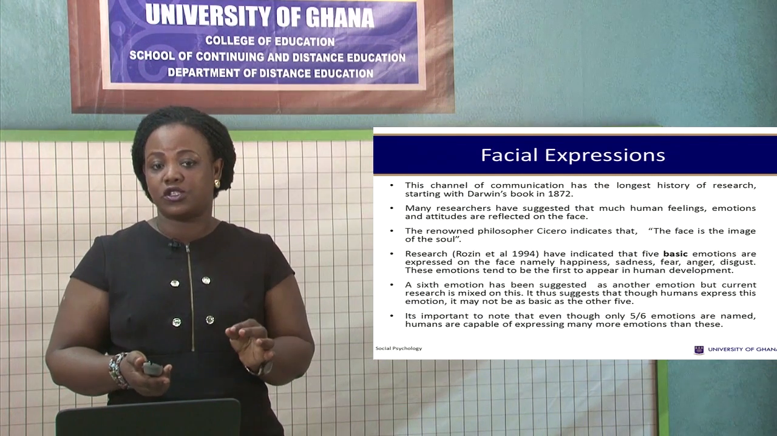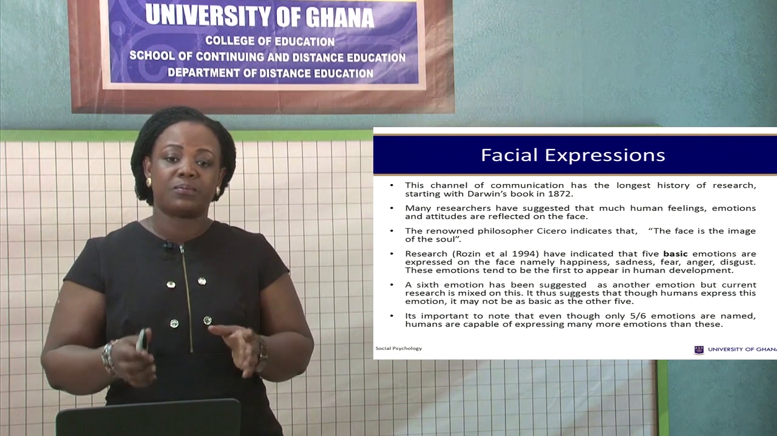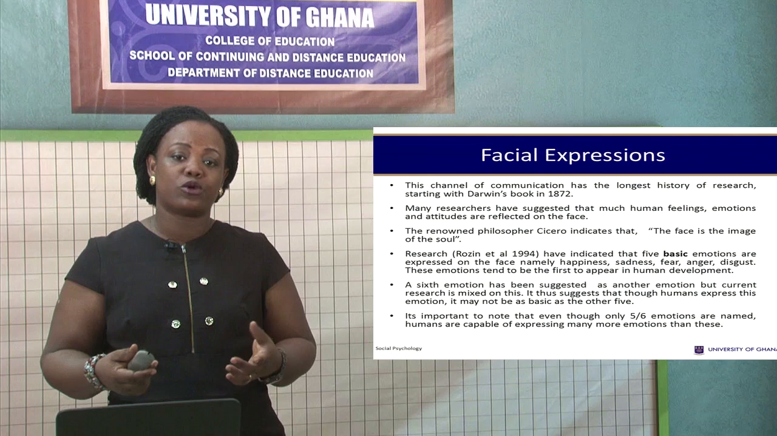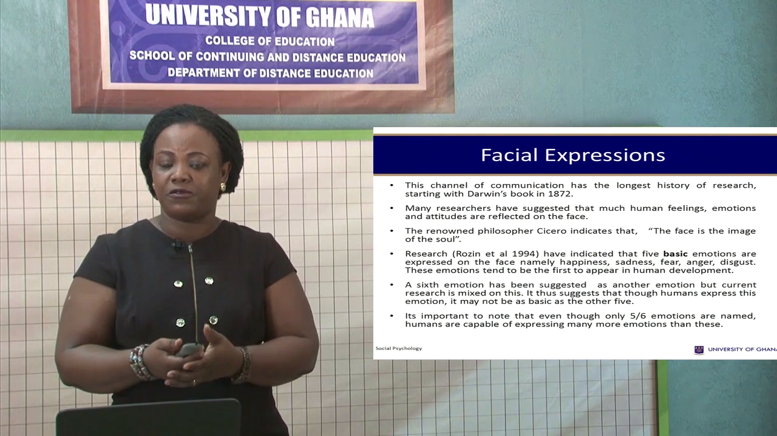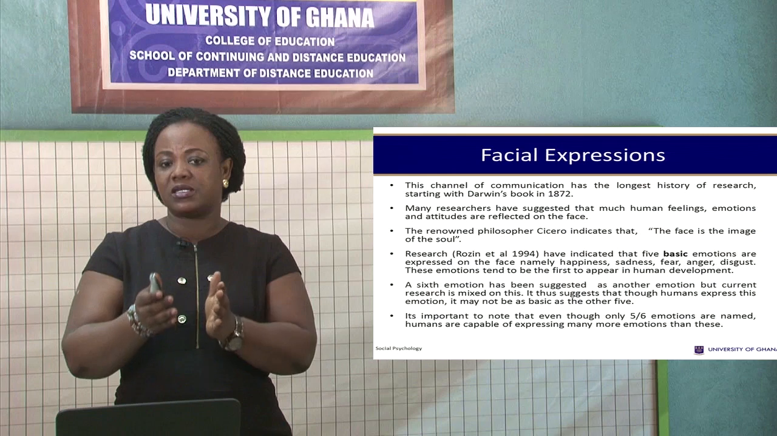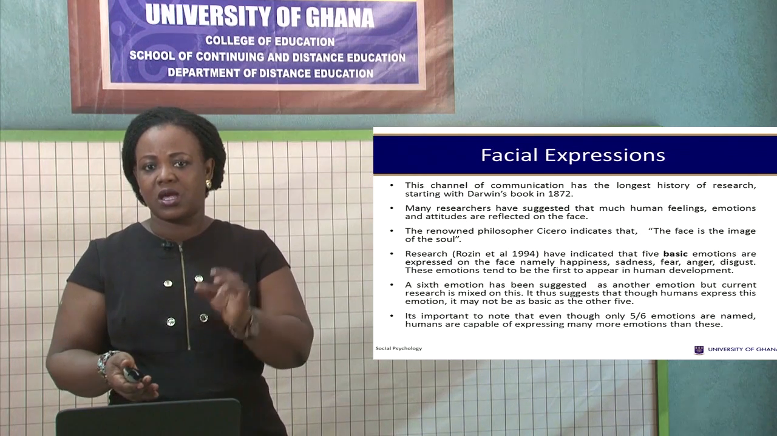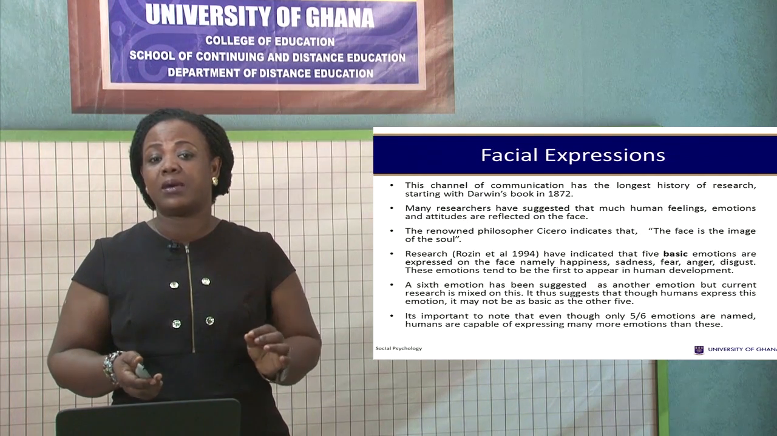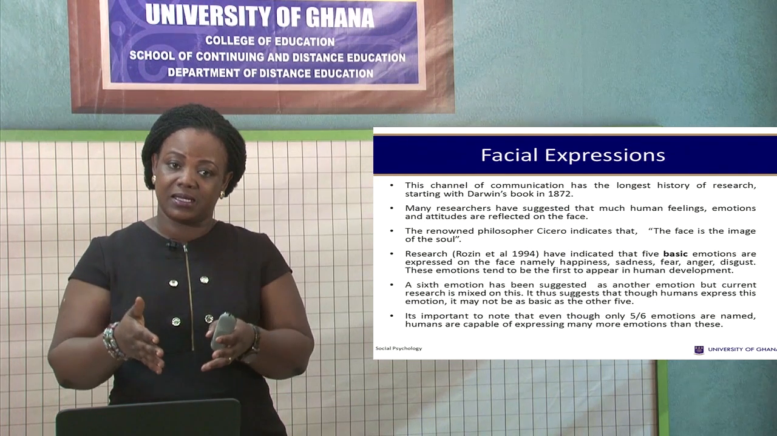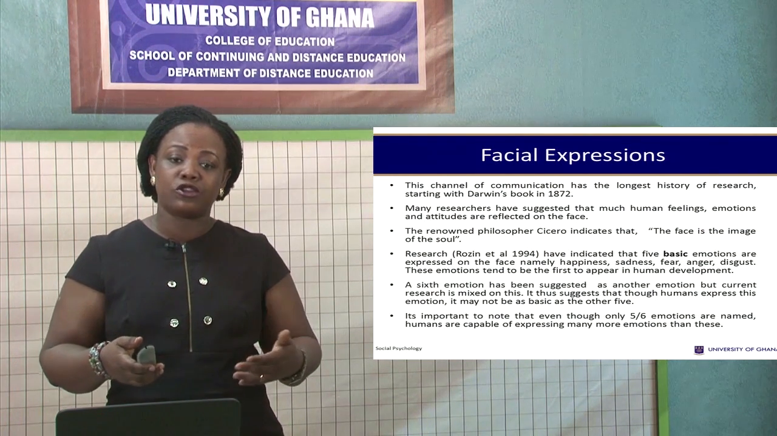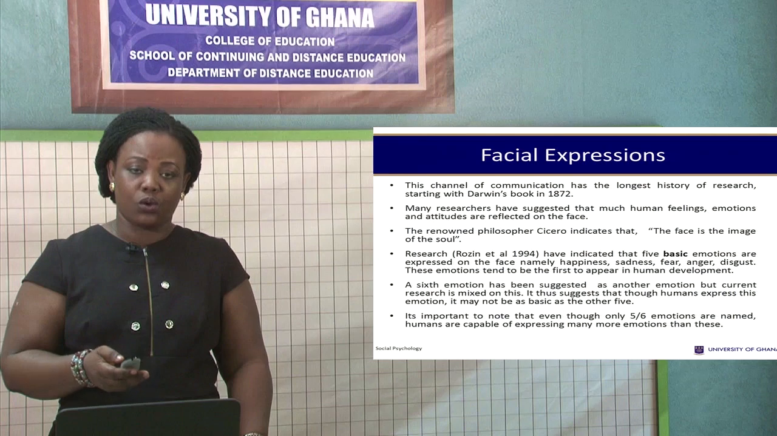A 6th emotion, which has generated mixed findings, is the emotion of surprise. But that also can be shown on the face. So even though we talk about these 5 or 6 emotions, we are not saying that humans are only capable of expressing these emotions. But these are basic emotions that even children are able to show on the face.